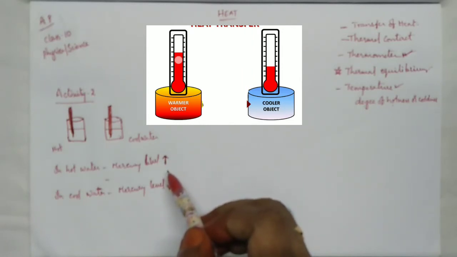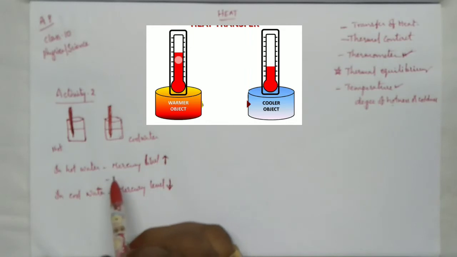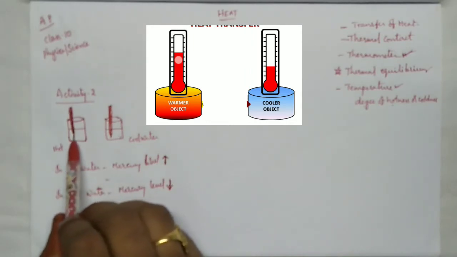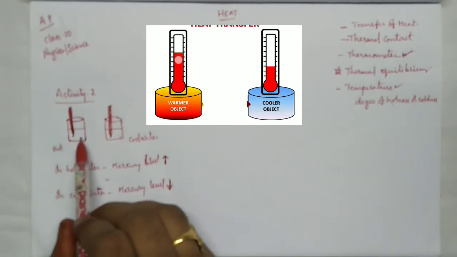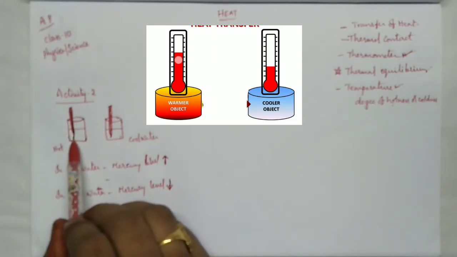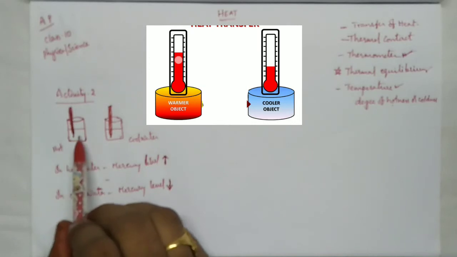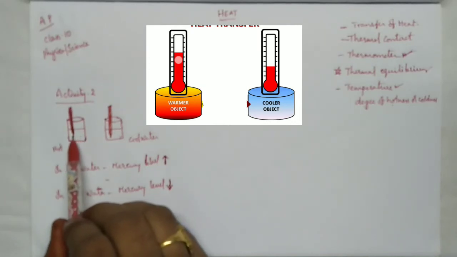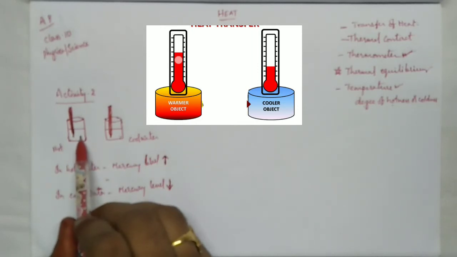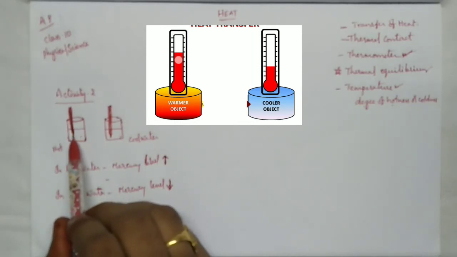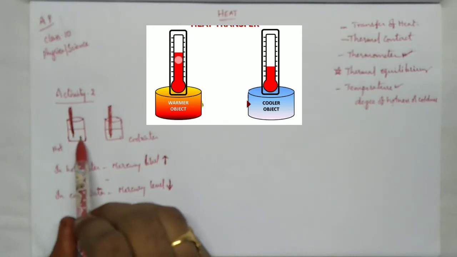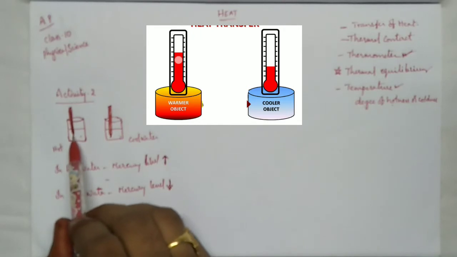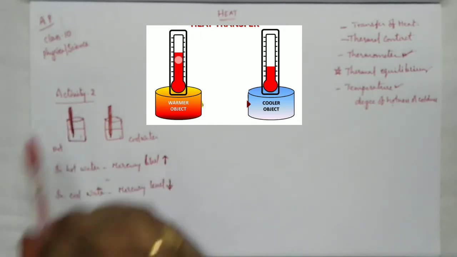Right? When you place the thermometer in hot water, heat travels from the hot water to the mercury. Remember, what causes the rise in mercury level? Heat from the hot water travels. So the thermometer is gaining the heat, and the level of mercury increases.